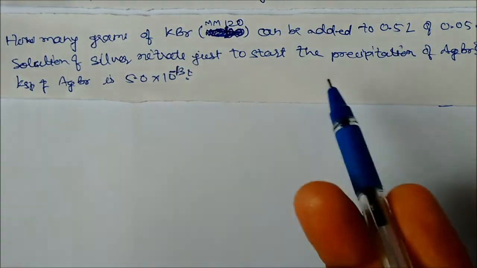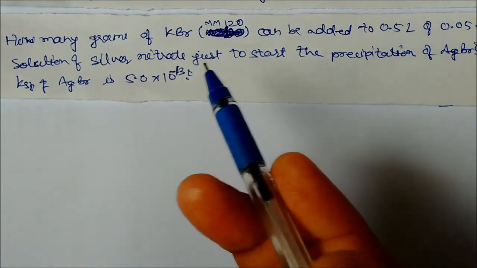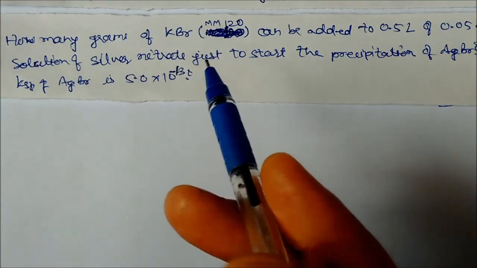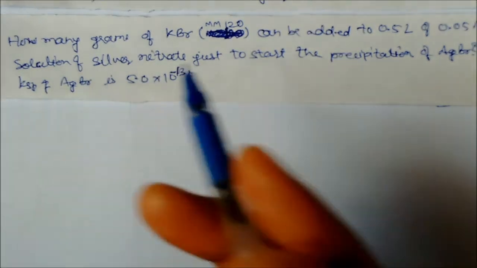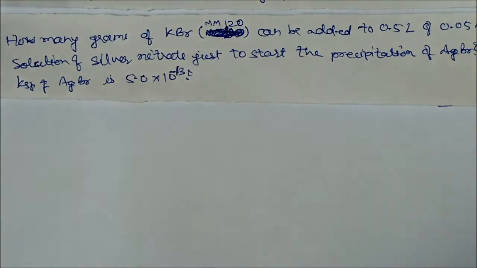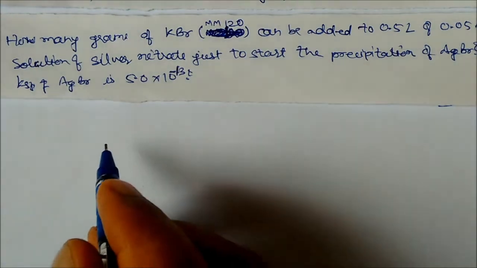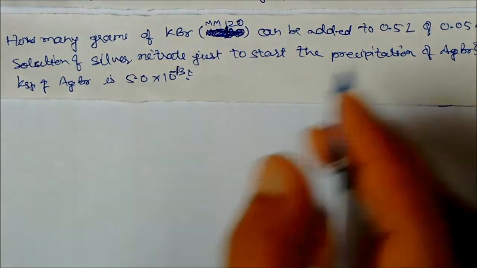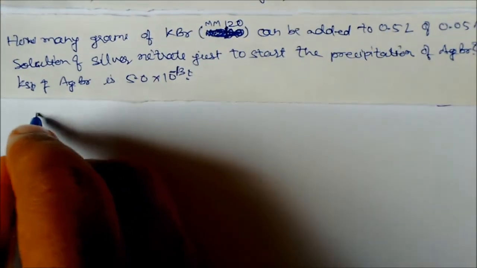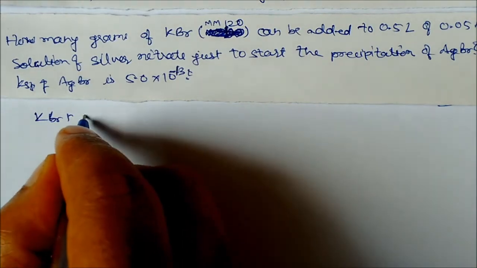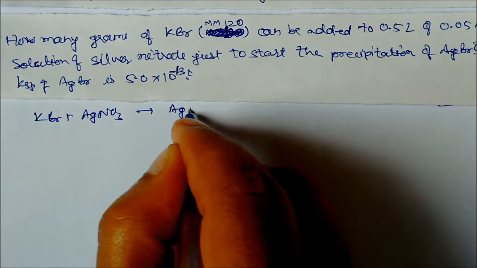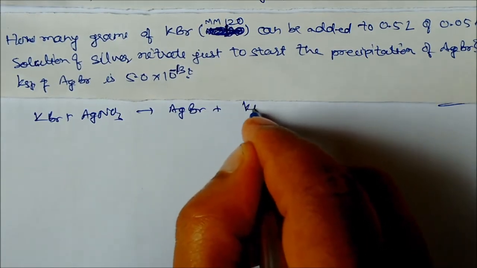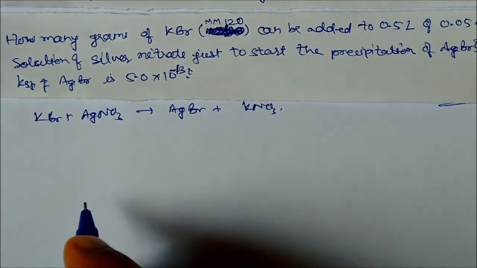So whether it will precipitate or not will be decided from the KSP and Q. If Q is greater than KSP, it will precipitate. If Q is equal to KSP, then it will not precipitate, it will completely dissolve in water. So we have to know the moles of silver and moles of Br in this solution. Write the equation: KBr plus silver nitrate gives AgBr plus KNO3. So this is the equation.